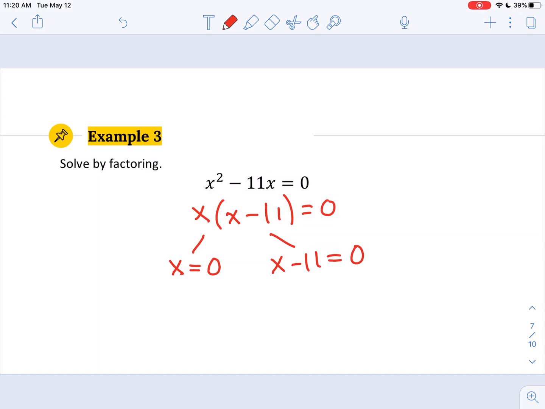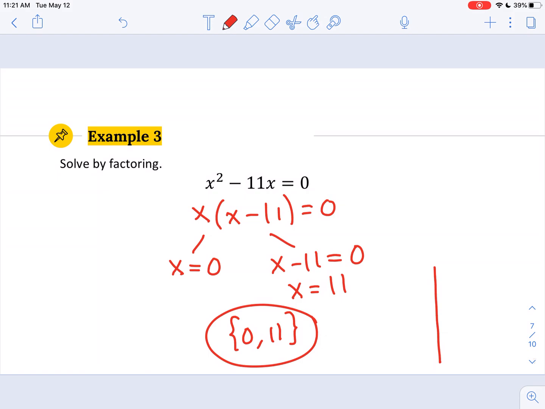x equals 0 is one of my solutions, and then I solve x minus 11 equals 0, which gives x equals 11. So my final solution is 0, 11. All right, and we can leave our answer like this. Visually, if I'm thinking about what this quadratic function looks like, it's telling me that it is crossing at the origin because my x-intercepts are at 0 and at 11. So this one also has 2 solutions.